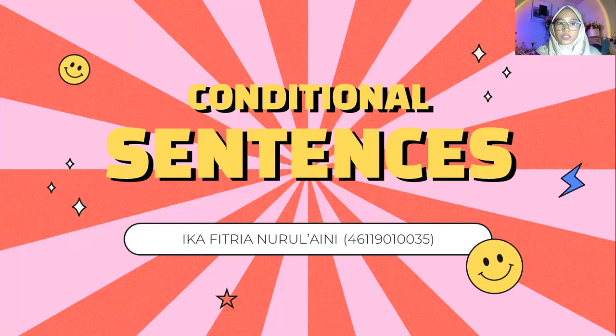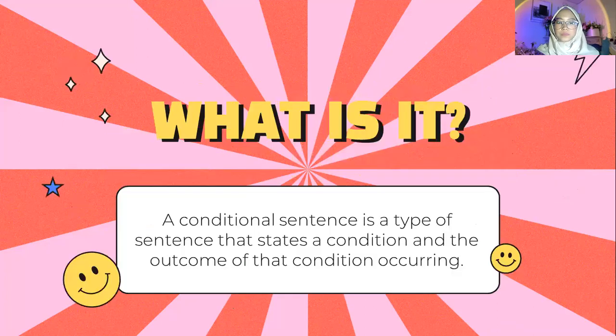Today, I'm going to talk about conditional sentences. To begin, let's look at the definition and use of conditional sentences. What are conditional sentences? A conditional sentence is a type of sentence that states a condition and the outcome of that condition occurring.